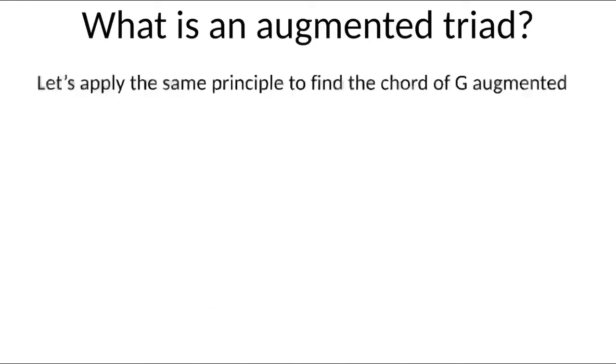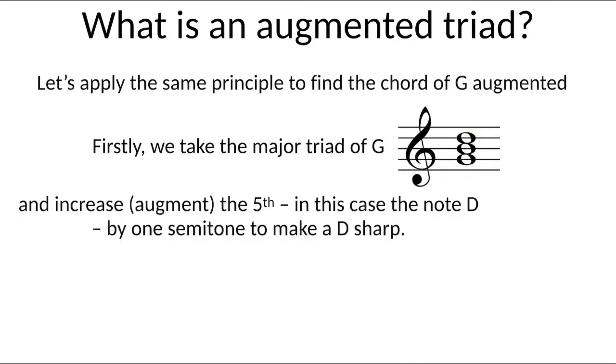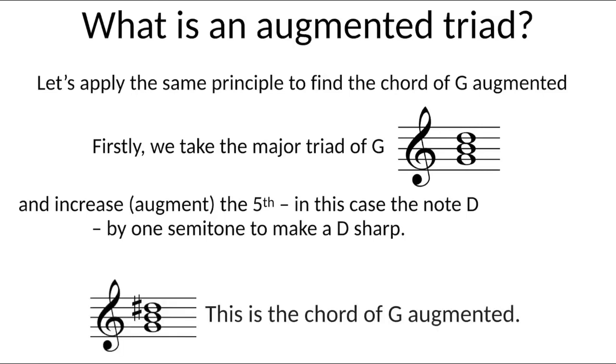G augmented. Again we begin with the major triad of G. We're focusing on this top note, which we're going to increase by a semitone. We're going to augment it by a semitone to make it a D sharp, and that gives us this, which is the chord of G augmented.